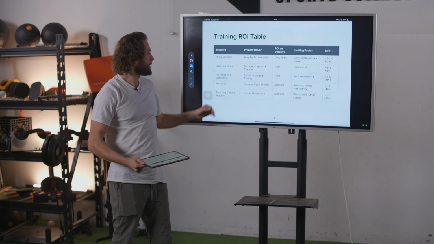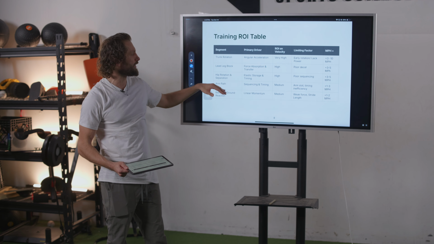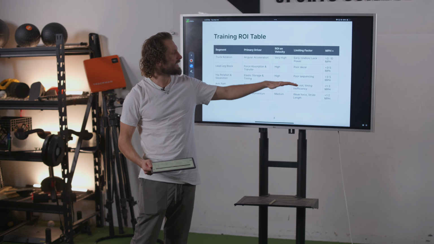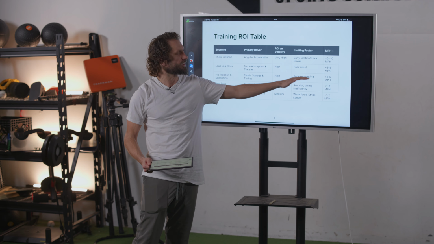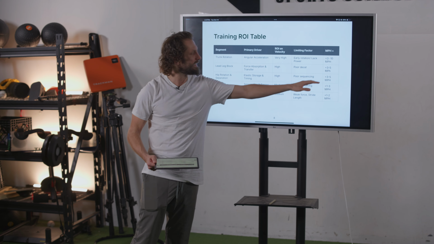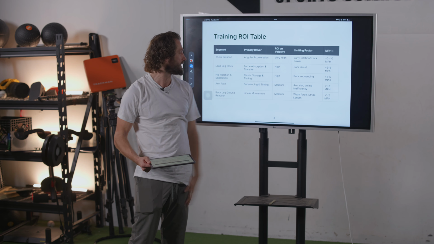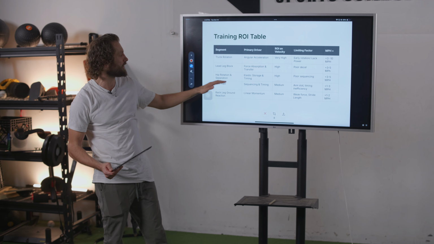Or any of these. Okay, so hip rotation and separation. The elastic storage and the timing, ROI on this is high. The limiting factor is going to just be poor sequencing. Okay, this can add a potential 3 to 5 miles per hour. Maybe some guys even more if you're really bad at sequencing, timing your hip rotation and your separation.